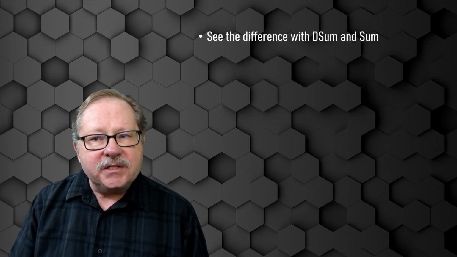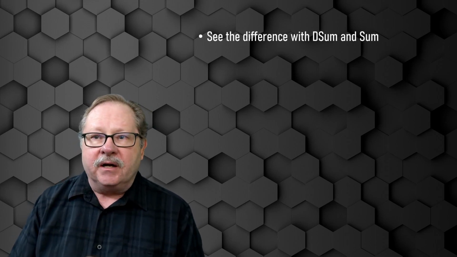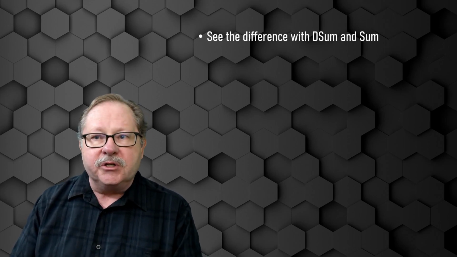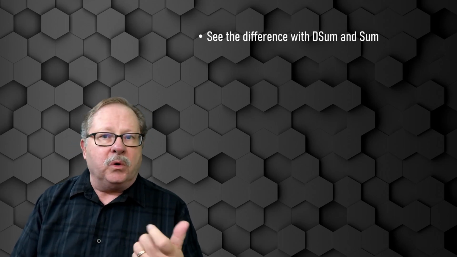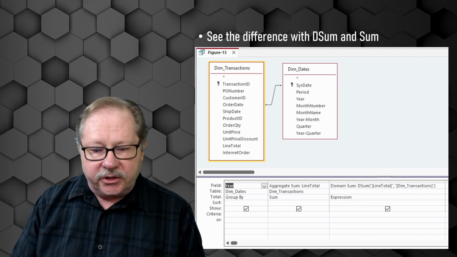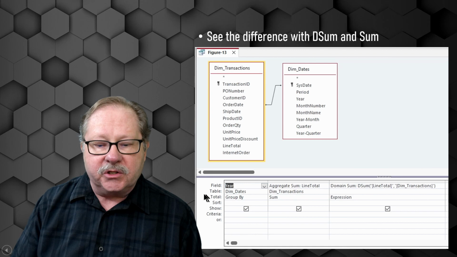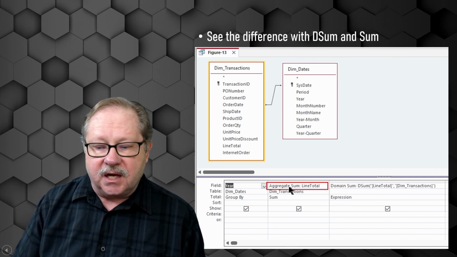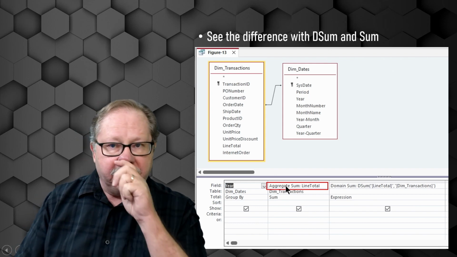Okay, so let's go ahead and look at the difference between Dsum and sum. Now, Dsum is, of course, the domain sum, and sum is going to be a regular totals query type aggregate that's going to be based on whatever grouping that we have. So here's the query that we set up. First off, it is a totals query. You can tell by the totals line being here. We're going to group by the year, and then we're going to sum, and we're going to see that sum labeled as aggregate sum, just so I can tell the difference between the two.